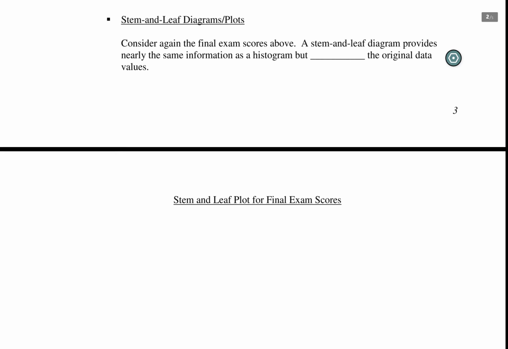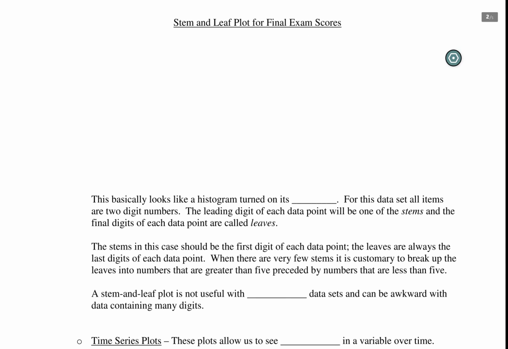A stem and leaf plot is another kind of plot for quantitative data. It gives you basically the same information as a histogram, but it retains the original data values. So back to the final exam score data set. If you recall, the smallest exam score was a 36. With a stem and leaf plot, you have a stem for every class that you want to partition the data according to.